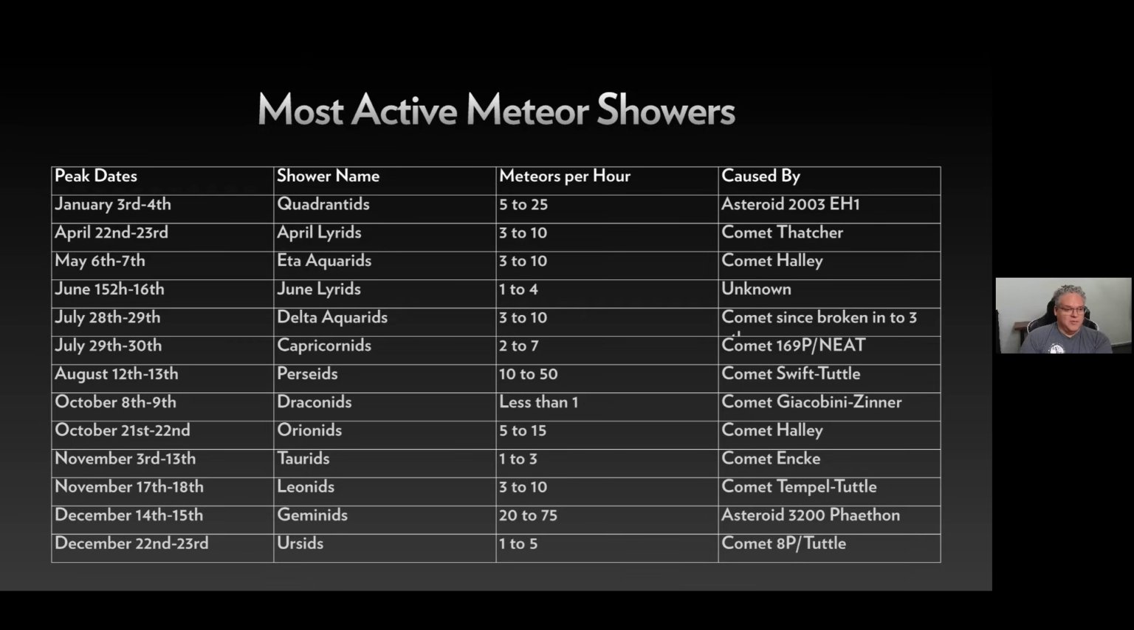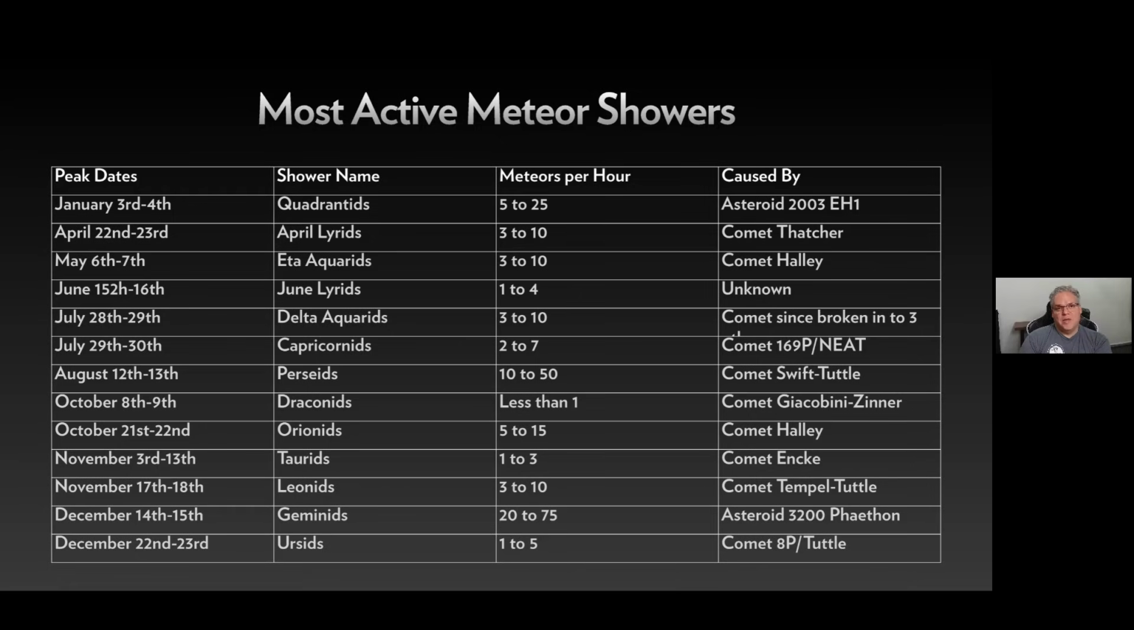Here's just a list of the most active meteor showers. And you'll notice, look in the third column. This says meteors per hour. A lot of these are very low counts, like 5 to 25 for the Quadrantids, which is kind of a nice meteor shower, right? And then if you go all the way down to August to the Perseids, it's usually like 10 to 50 meteors per hour. And then go down to December where the Geminids are, and you'll see it says 20 to 75. That's a much bigger number than most of these other ones, right?